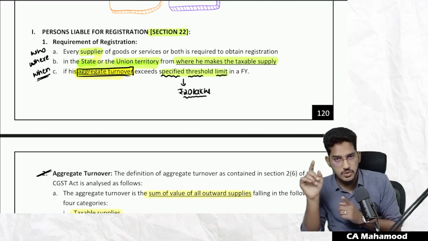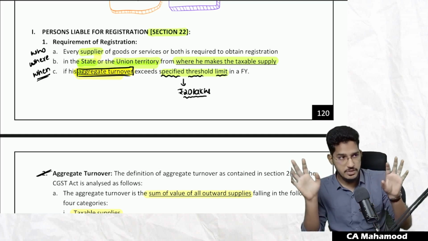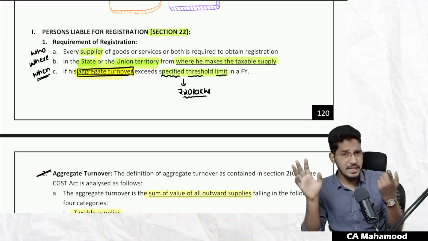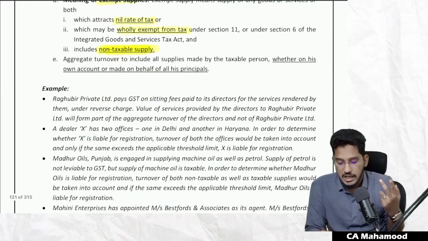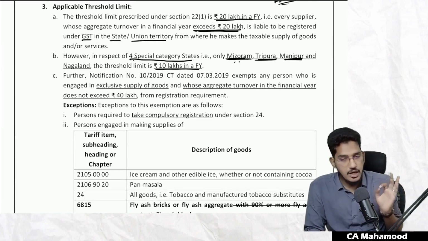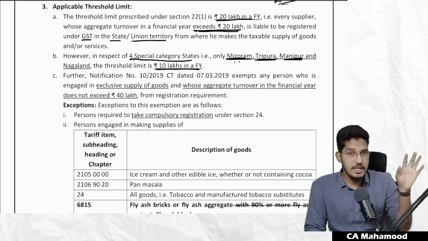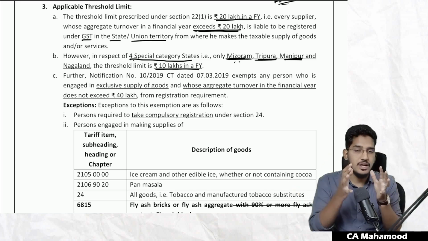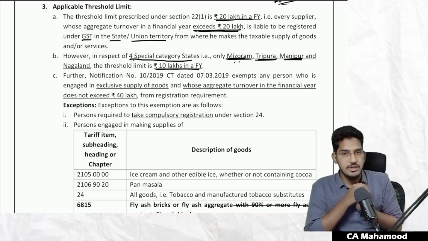We have seen what is the threshold limit. Generally 20 lakh rupees. But if a person is making any taxable supply from the state of Manipur, Mizoram, Tripura and Nagaland, MMND, from any of these four states, 10 lakh rupees will be the threshold limit. So once your aggregate turnover on all India basis, you have to calculate the total aggregate turnover. When it has exceeded the threshold limit, you are required to take registration.